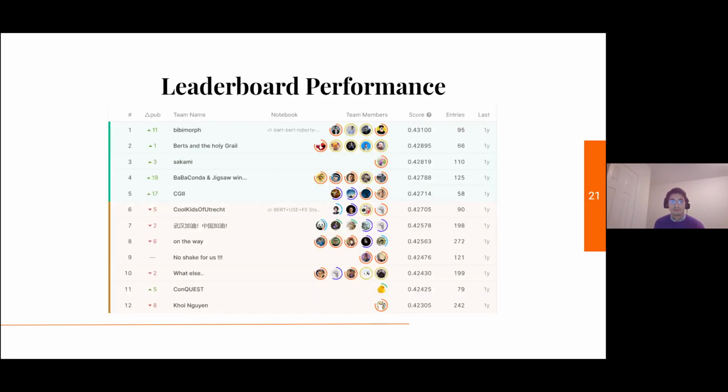So specifically for the leaderboard performance, the top 5 teams here were Baby Morph, Birds and Holy Grails, Sakami, Babaconda, Jigsaw, and CGI. The most interesting thing of note here is that Birds and Holy Grail contains the Kaggle Masters from NVIDIA. And they did their entire project in 2 weeks, and they were in the public leaderboard on the 3rd spot, and then they only got bumped by 1.